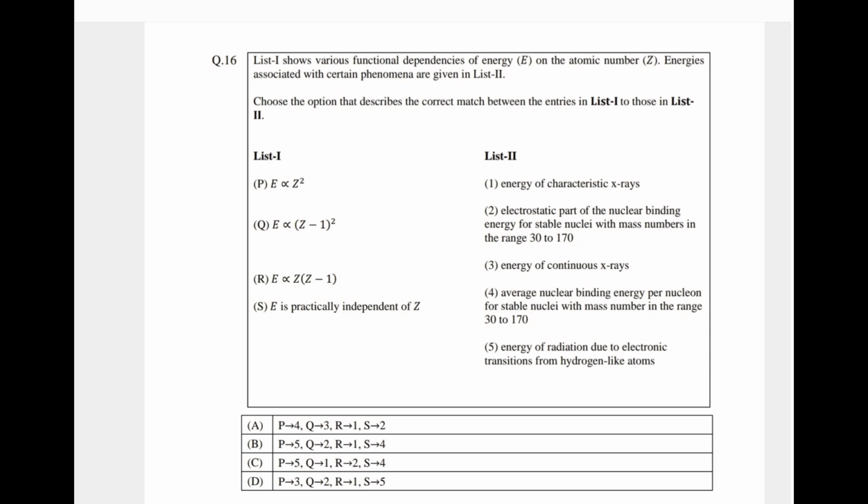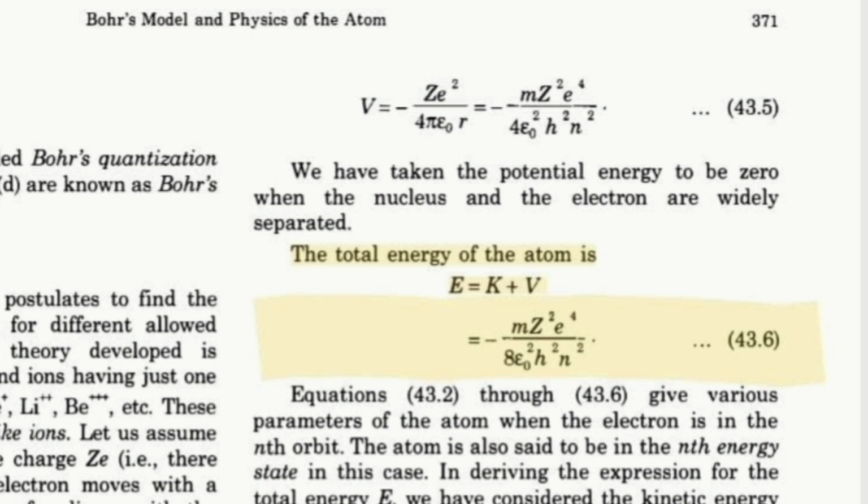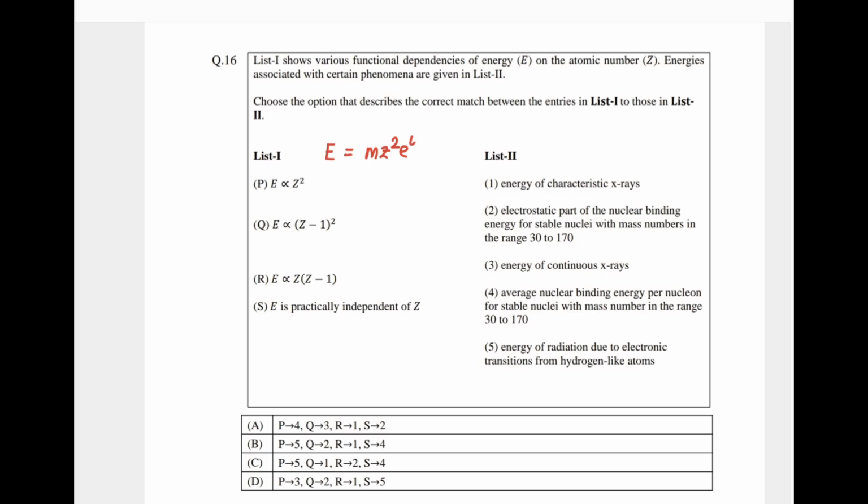So over here the first one is E proportional to Z square. I have attached a screenshot of H.C. Verma textbook, where it is stating that the total energy E is equal to minus m Z square e to the power 4 upon 8 epsilon naught square h square n square, with a negative sign obviously. So this E is proportional to Z square.